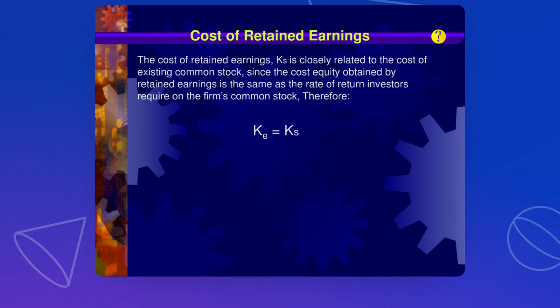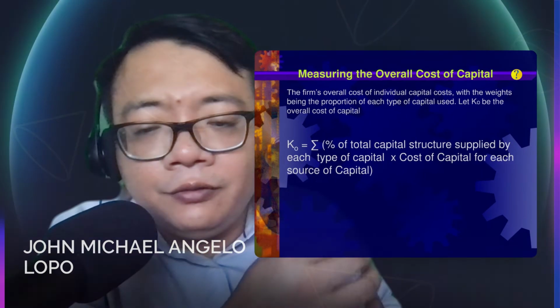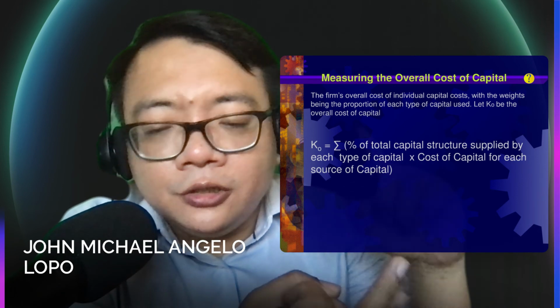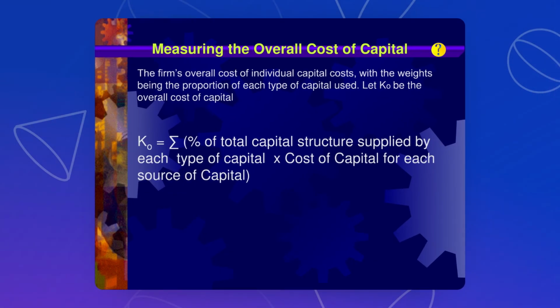Alright, so we are finished about your cost of retained earnings. Next one is measuring the overall cost of capital. Again, what are the costs? Cost of debt, cost of preference, cost of ordinary shares, and the cost of retained earnings. And now, our last topic is all about computing your weighted average cost of capital.